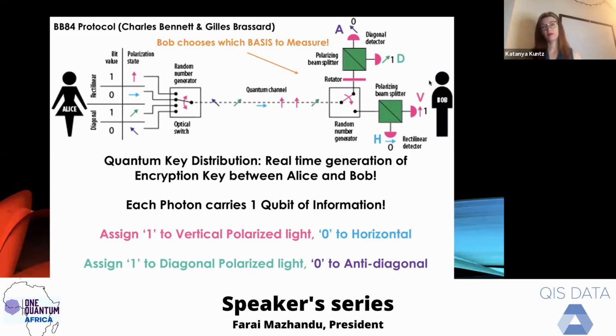Then Bob is the receiver. So he has to measure either in one basis or the other. So Bob either measures in the HV basis, shown in this detector, or the AD basis. So the light comes in. Again, there's either passive optics, like a beam splitter, or active optics, like a switch. And Bob chooses randomly which basis to measure in.